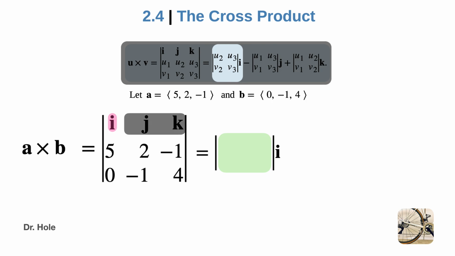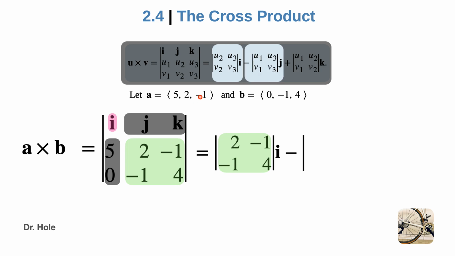Cover up the first row. IVec also resides in the first column. Cover up that first column. Doing so leaves you with 4 terms from the 3 by 3. These 4 terms get transferred over. Nice. Let's continue.